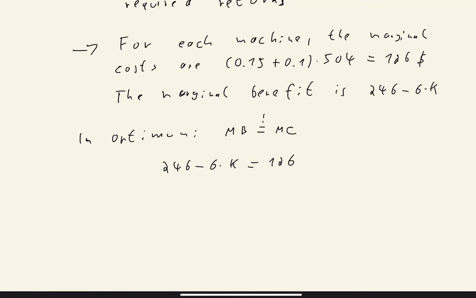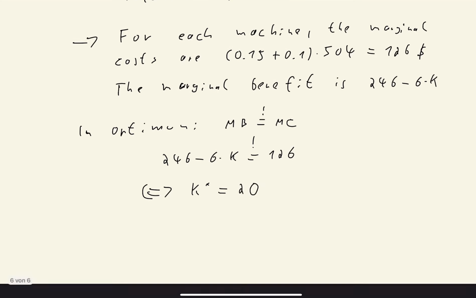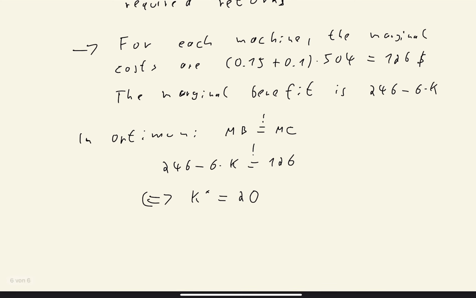Of course, the marginal benefit here is referring to each machine. Sorry, I was thinking that it was referring to the machines as a whole, all the machines that you purchase, but no, it's obviously just from one machine. So in optimum, the marginal benefit must be equal to the marginal cost, and by solving this condition you get k star equal to 20. This is the amount of capital that we will purchase in order to maximize profit.